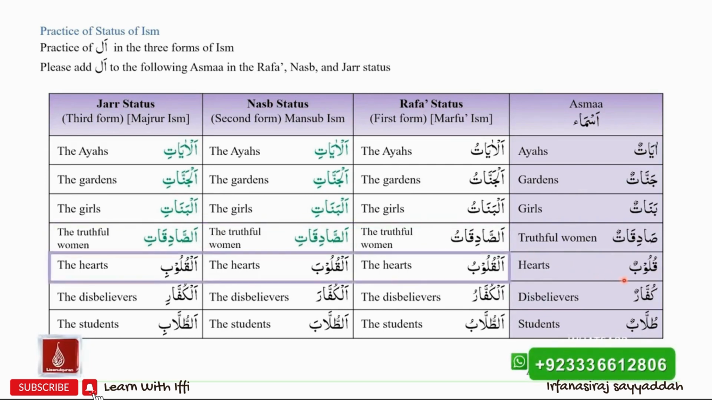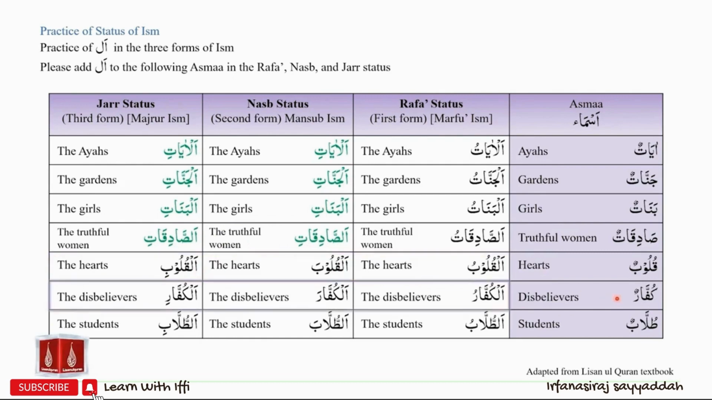Qulubun, al-qulubu, al-quluba, al-qulubi. Kuffarun, al-kuffaru, al-kuffara, al-kuffari. Tullabun, at-tullabu, at-tullaba, at-tullabi. Please note that ayatun, jannatun, banatun, sadiqatun, these are all examples of feminine asma.